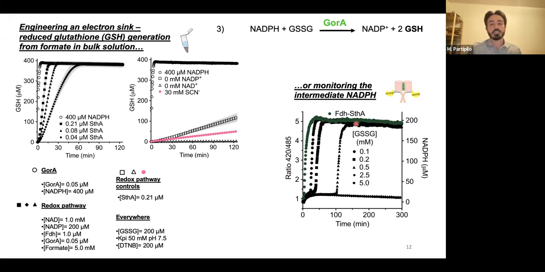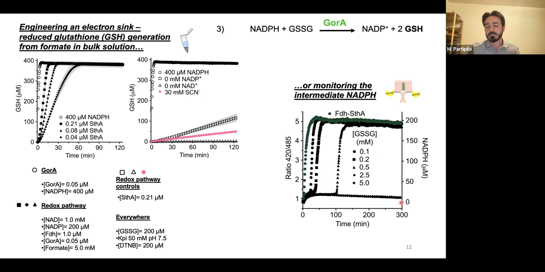And then it reached the final steady state. And you can see how the more we increase the drain in terms of glutathione concentration, the more we observe a delay in our steady state phase, till reaching a point in which we had an excess of glutathione that just could not match any NADPH formation at all.